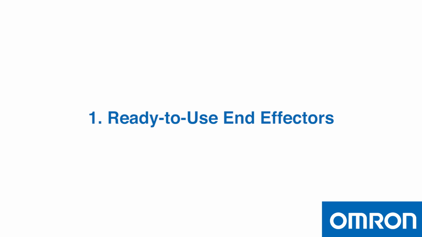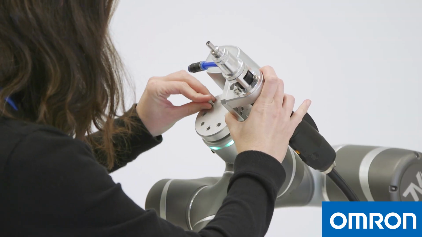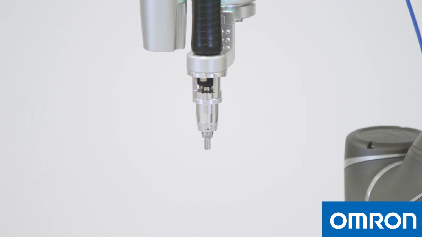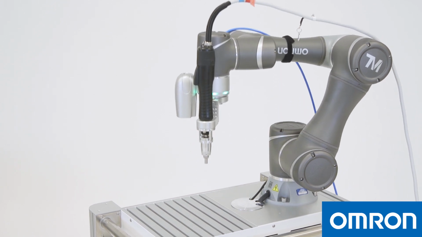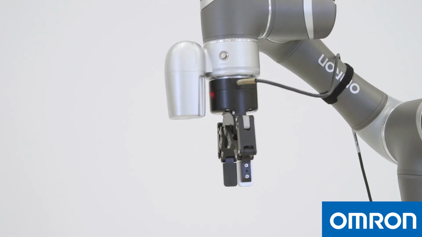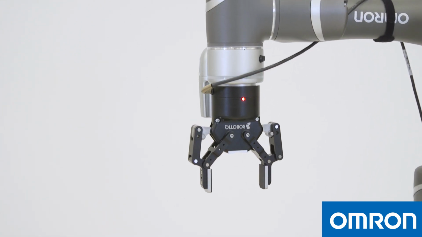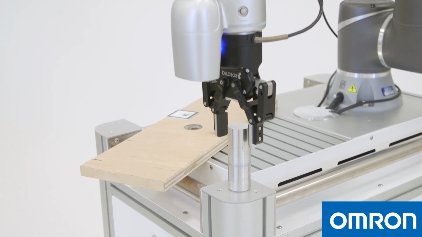1. Ready to use end effectors. The Omron TM Cobots are equipped to easily integrate with commonly used end effectors, such as grippers, screwdrivers, and other peripheral equipment, collectively referred to as plug-and-play products. These products are fully listed on our website. By choosing one of the many plug-and-play products, you can immediately start using these devices and save time and effort compared to writing code from scratch.